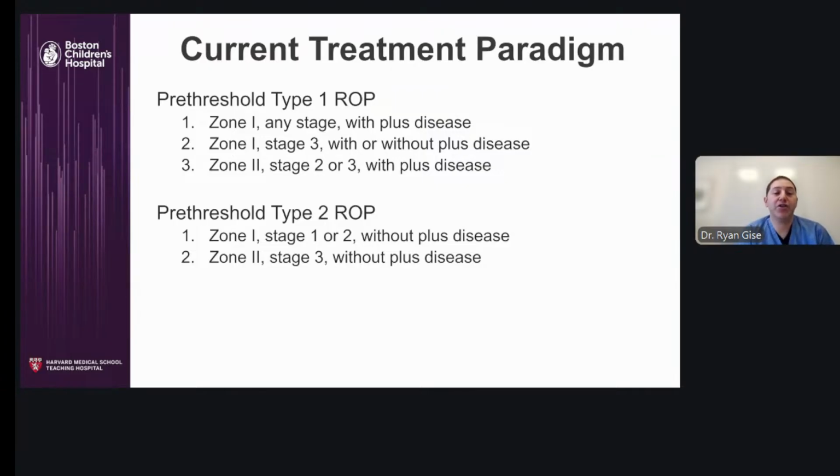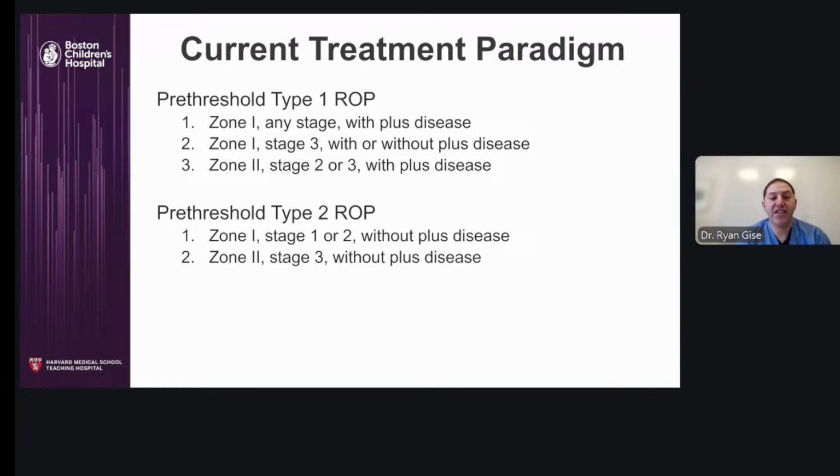So here is the current treatment paradigm. Pre-threshold type 1, like I already talked about, and then pre-threshold type 2, for which the ETROP study demonstrated the outcomes to be equivocal whether they were treated or not, is zone 1, stage 1 or 2 without plus disease, and zone 2, stage 3 without plus disease. I like to put an important caveat into type 2 ROP, which is the one specific type, zone 2, stage 3 without plus disease.